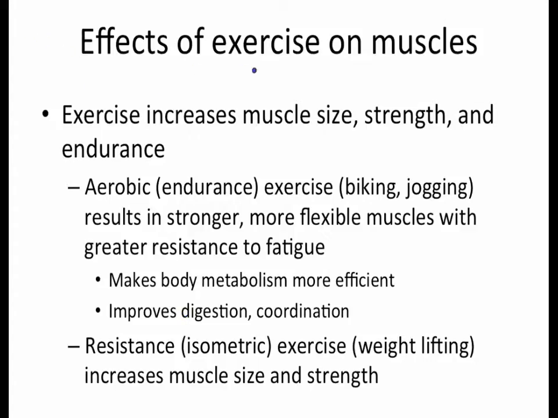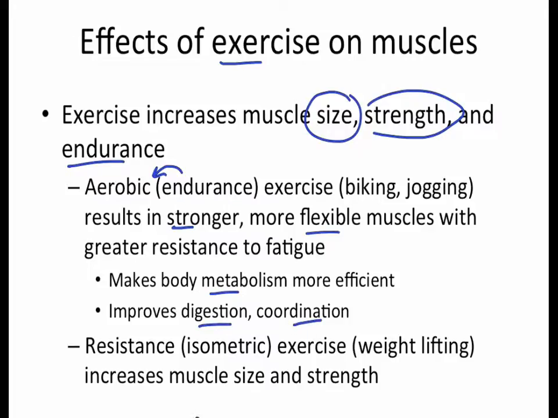The last thing that we're going to go through in this video is the effects of exercise on muscle. Exercise helps to increase muscle size, muscle strength, and endurance. Aerobic exercise is also called endurance exercise. Examples would include things like biking, jogging, cross country skiing, all of those kinds of things. It'll result in stronger and flexible muscles with a greater resistance to fatigue. These help to make the body metabolism more efficient. It helps to improve digestion and coordination.